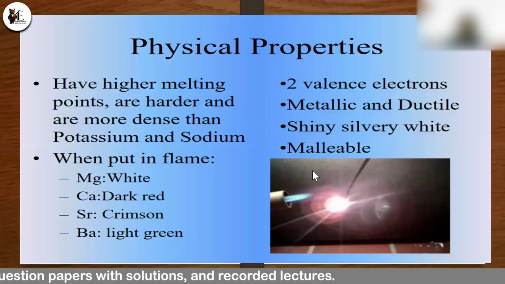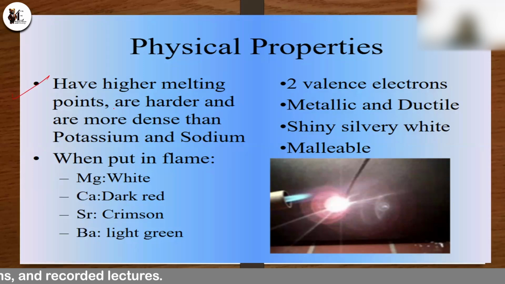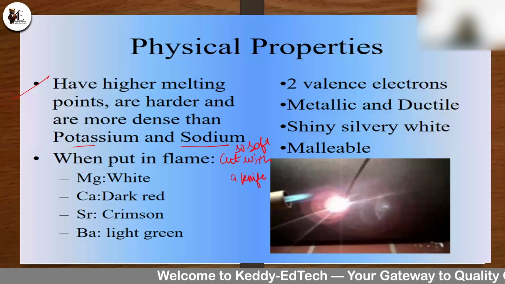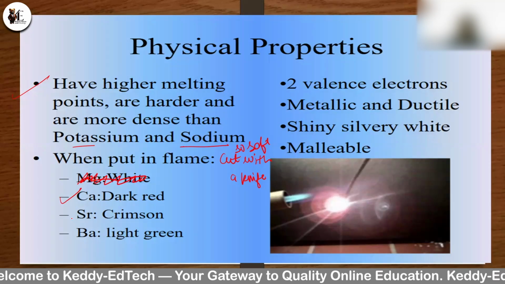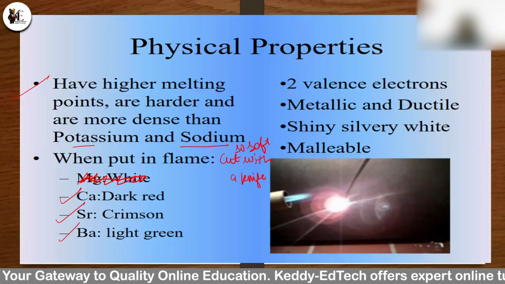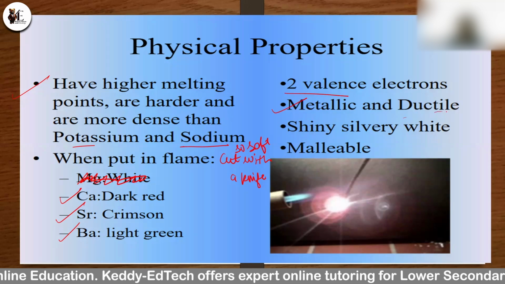There are some other physical properties written here: they have high melting points, they are harder, and they are denser than potassium and sodium. Potassium and sodium are so soft that they can be cut with a knife. When put in a flame, magnesium doesn't impart any color. Calcium gives dark red or brick red, strontium gives crimson, and barium gives apple green color. They have two valence electrons. They are metallic and ductile. What is the meaning of ductile?